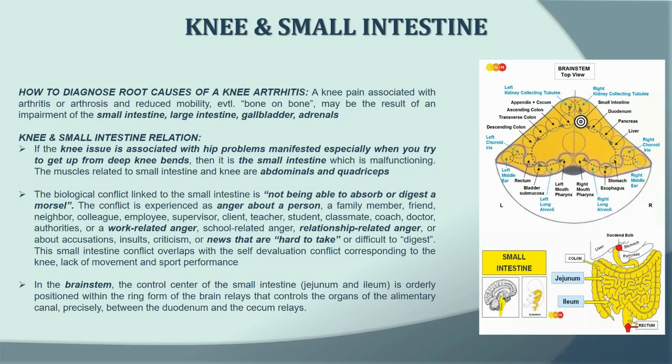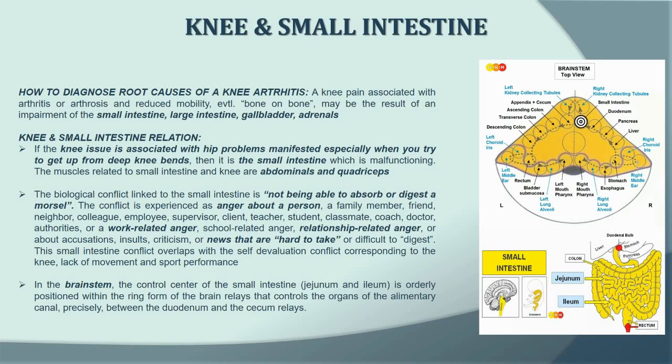Knee and small intestine relations are if the knee issue is associated with hip problems, manifested especially when you try to get up from deep knee bends, then it is the small intestine which is malfunctioning, and the muscles related to the small intestine and knee are abdominals and the quadriceps. The biological conflict linked to the small intestine is not being able to absorb or digest a morsel.